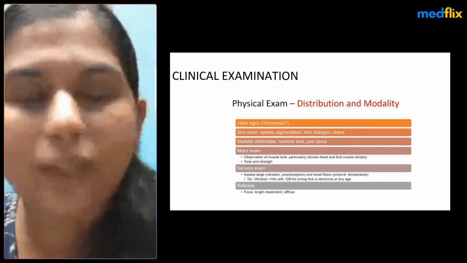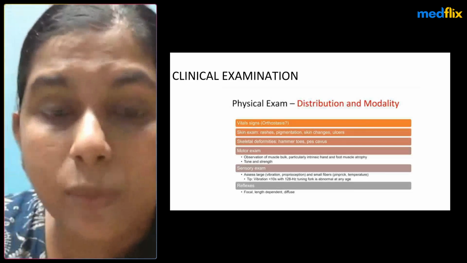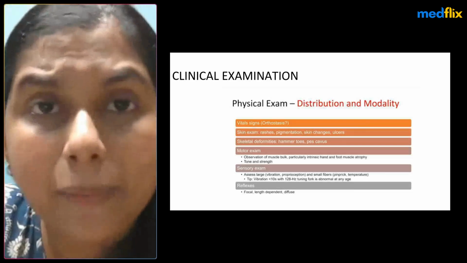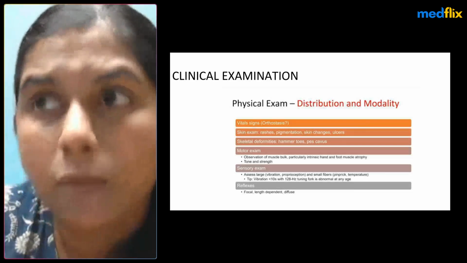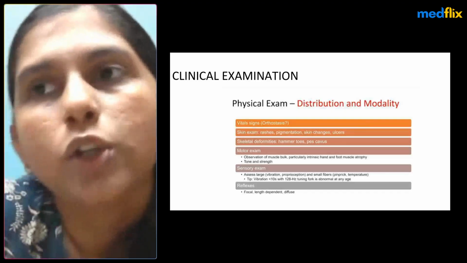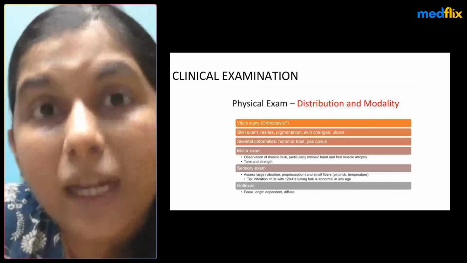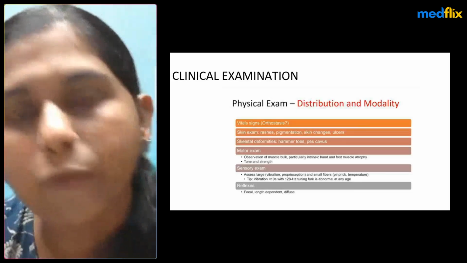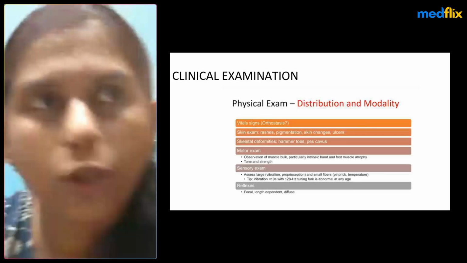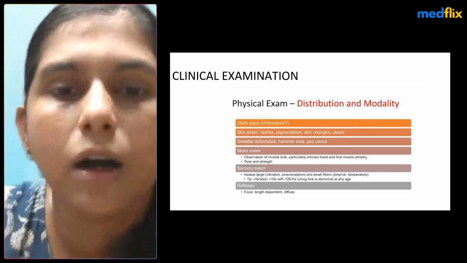The moment you see one skeletal deformity, examine the families as well. When you're doing a motor examination, as we discussed, most of our neuropathies are sensory predominant. So to pick up subtle motor weakness might be difficult. A simple test is to make them walk on their heels and walk on their toes in your OPD, and detect this very subtle motor weakness.